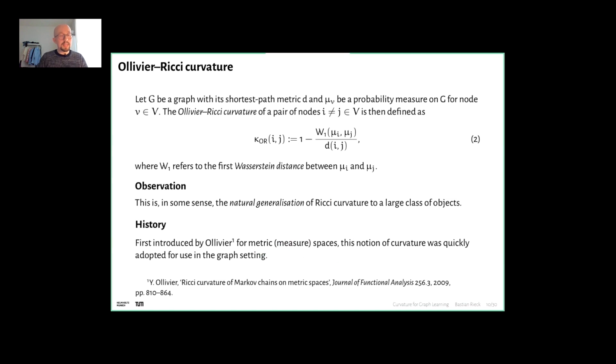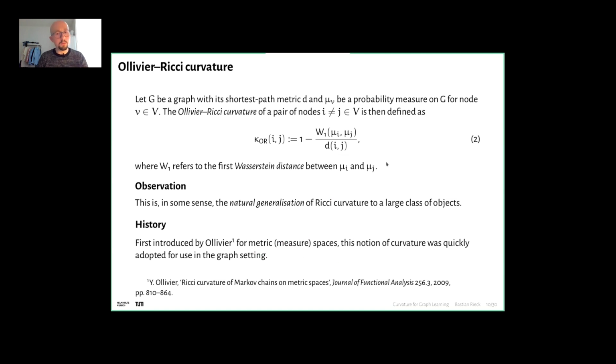Now, what we want to look at here is actually the Ollivier-Ricci curvature. So the Ollivier-Ricci curvature of a graph with the shortest path metric and a probability measure mu_v, which is defined for a node v, is given as this very complex expression, I should say, that uses the Wasserstein distance, a transportation distance between the respective probability measures, and normalizes that over the distance within the graph.